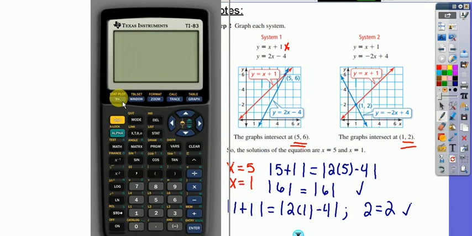Now again, if you have one or not, you will have to demonstrate the skill by hand, but this can make the homework go by faster, and it can help you verify your solutions. So what I'm going to do is actually plug in both of those absolute value equations into my calculator. Absolute value of x plus 1 and the absolute value of 2x minus 4. I'm going to go to y equals.